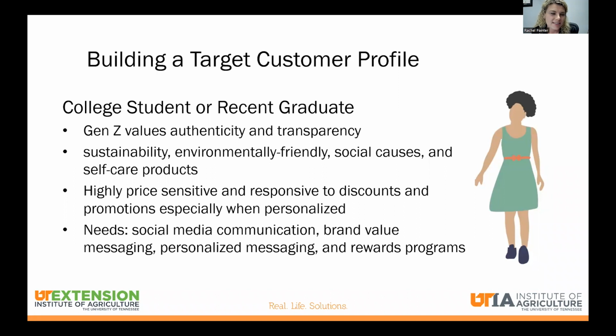Because they value authenticity and transparency first and foremost. They also value sustainability, environmentally friendly purchasing options, social causes, and self-care products. Now, if that doesn't sound like CutFlowers, I don't know what does. So whenever you're sharing about your CutFlower operation, you need to be sure to share about how your products are more sustainable. They may be purchasing from overseas. You are shortening the supply chain, saving the environment because of that shortened supply chain, not putting as many emissions into the air. There's less road traffic because your flowers are coming from nearby.